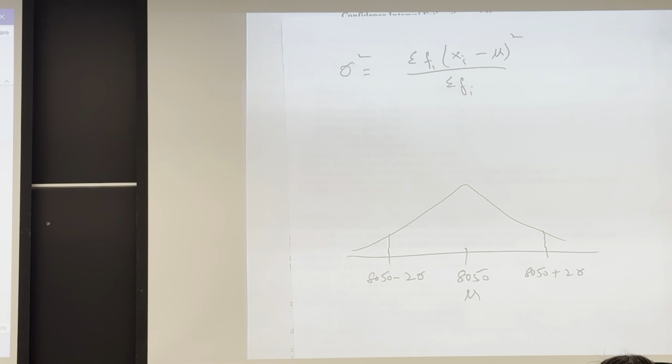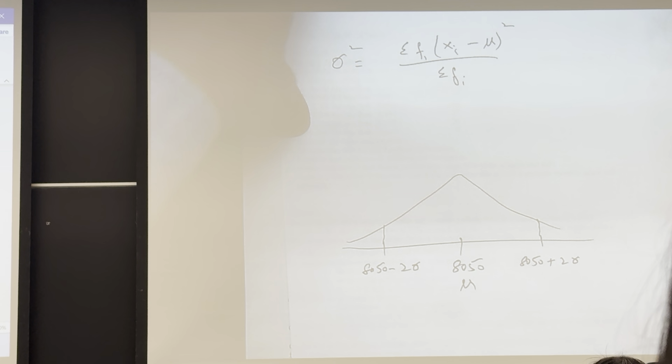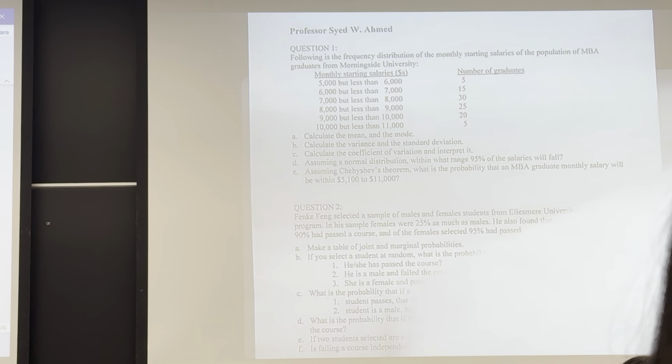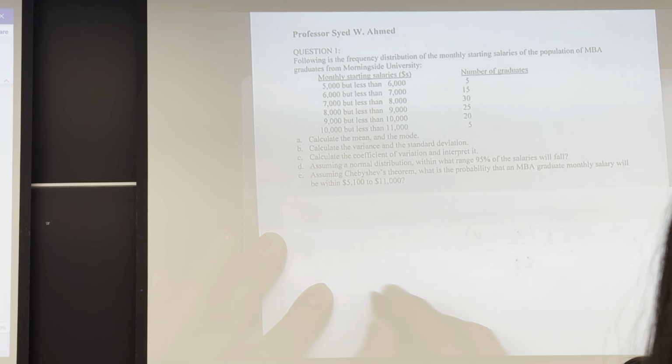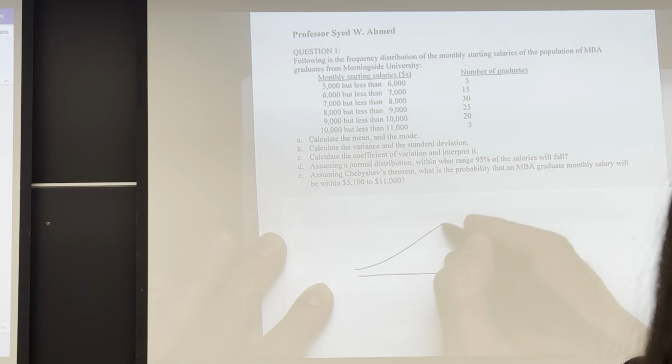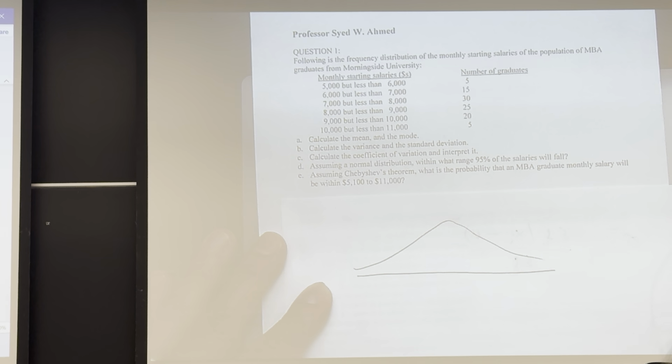Now let's say I have no idea. I have no idea that the distribution is normal or not normal. I don't know anything about the shape of the distribution. When you don't know anything about the shape of the distribution, then the best approximation you can get is by using Chebyshev theorem. And what is Chebyshev theorem? I am drawing this picture not assuming that distribution is normal. I am not assuming that. It's just a picture, okay?